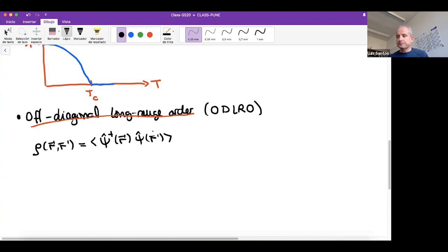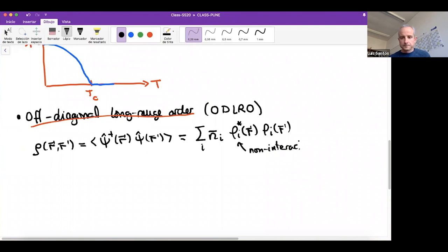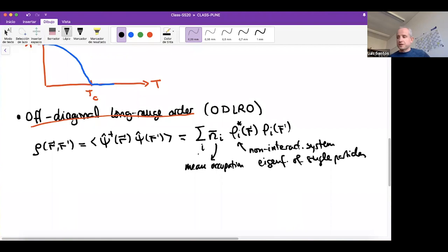For a non-interacting system, basically this density matrix is a matrix, right? So I can diagonalize this matrix. And as I say, for a non-interacting system, the eigenstates of this matrix are the single particle eigenstates, the eigenstates of the single particle Hamiltonian. So I can write this actually in this form. For a non-interacting system, these are just the eigenfunctions of single particles. And this n bar here is the mean occupation, which fulfills, of course, the Bose-Einstein statistics.